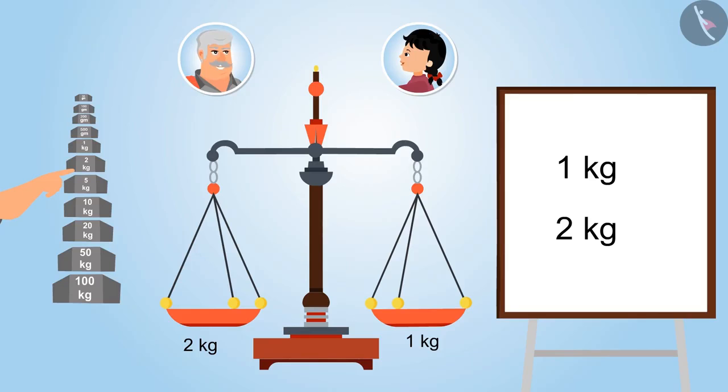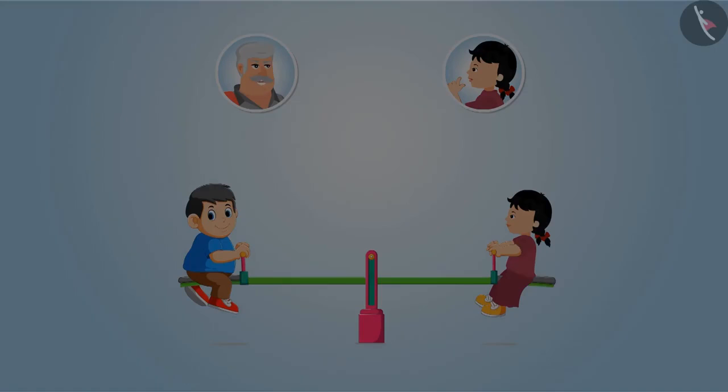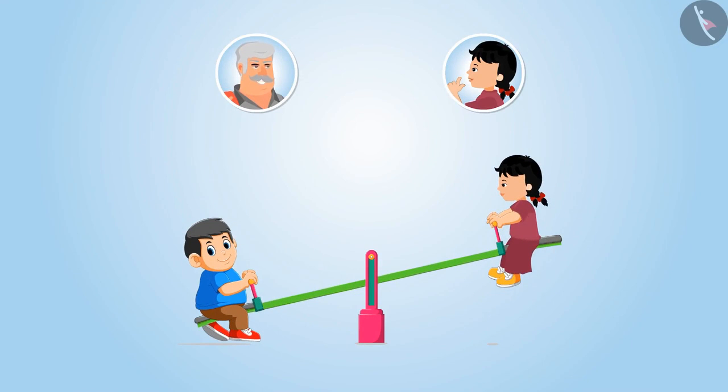Uncle, I have not understood this. Okay, I will teach you. Remember, when you swing on the seesaw with Sham, he automatically moves downwards and you move upwards, right? Yes, uncle, because Sham is heavier than me. That's why he moves downwards.